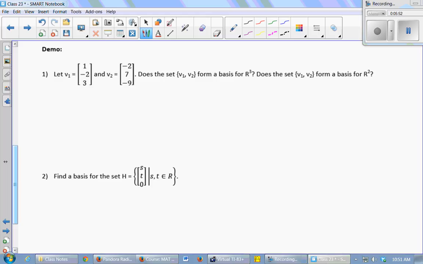Yeah. Anytime you have a set of two vectors, you can tell if they're linearly independent by checking to see if one is a multiple of the other, right? That's not the case here. So they are linearly independent. That's half the definition of a basis, right? Do they span R3?